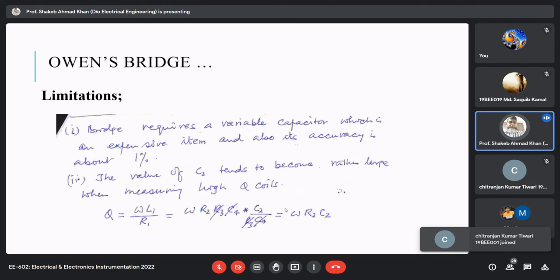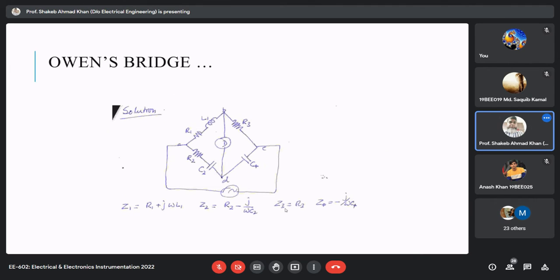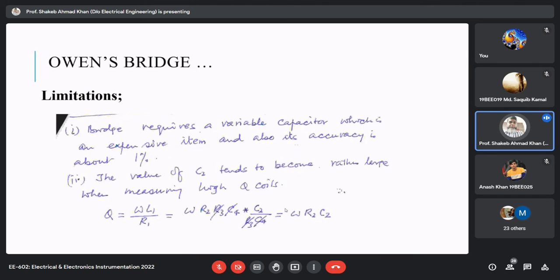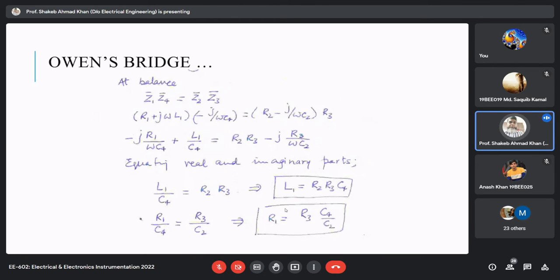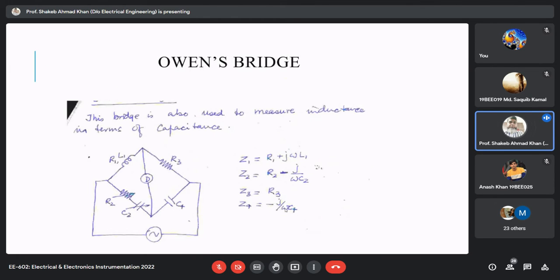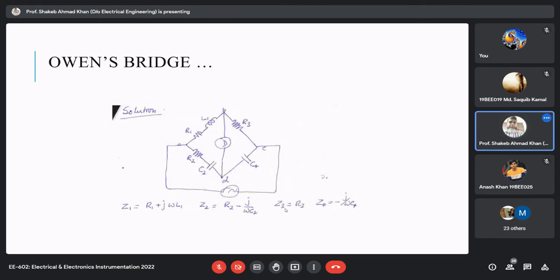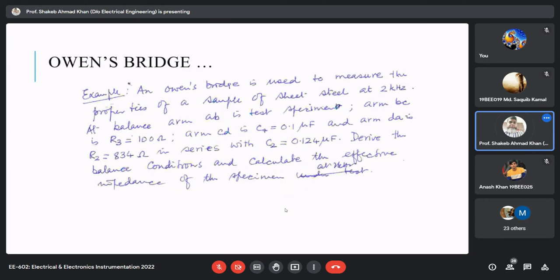bridge. Here, if the quality factor Q of the unknown coil is high, then you require a very high value of resistance R2. So that is the issue which your Owens bridge has. So this is the limitation of Owens bridge.